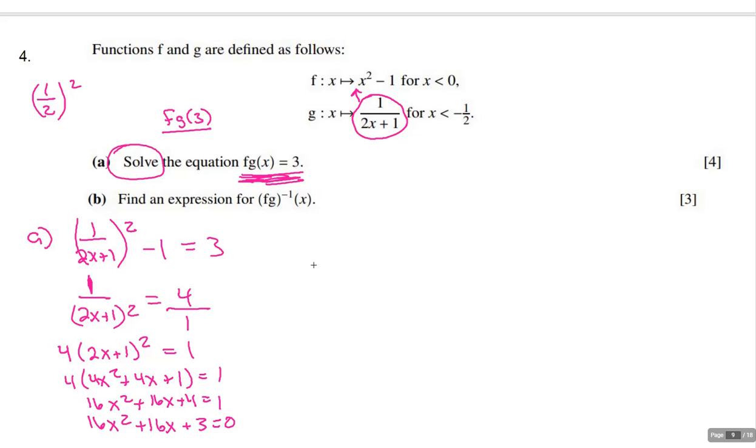I got negative 1/4 and negative 3/4. So, x is equal to negative 1/4 and x is equal to negative 3/4. Right? Now, notice how we did this composite. Look at our domains. What happens is we're going to have to use the more restrictive domain.